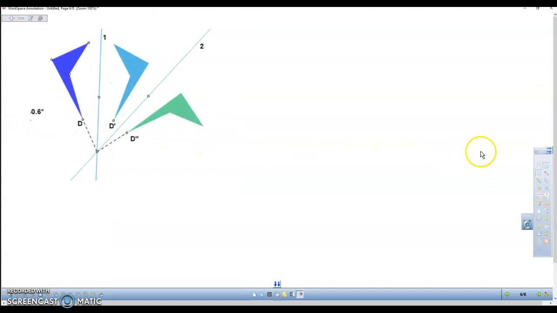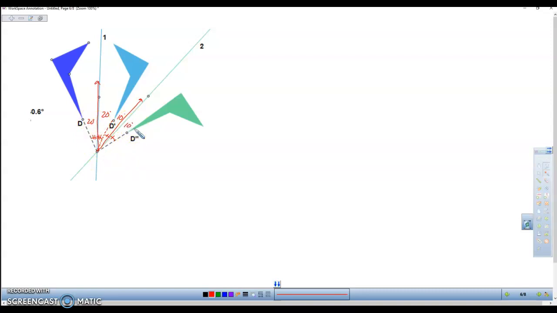So here's what I know based on the reflection. I know that this angle is equivalent to this angle because of that reflection, and I know that this angle is equivalent to that angle because of that reflection. Suppose this is 20 degrees and this is 10 degrees. So the angle between those two lines of reflection is 30 degrees. And then this angle would also be 20 degrees, and this angle would also be 10 degrees.